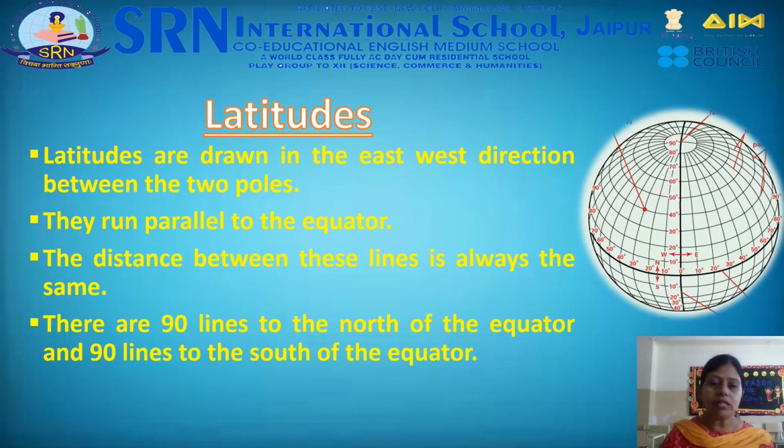The angular distance from the equator is measured in degrees. Each degree is divided into minutes and each minute into seconds.